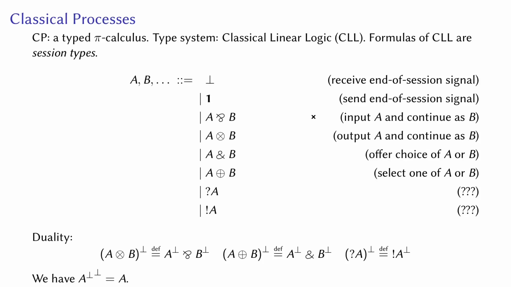First, let's look at Wadler's Classical Processes, or CP in short, that our system is based on. It's a session-typed pi calculus. The types are formulas in CLL, and programs correspond to proofs in CLL, just as one would expect. We have the multiplicative fragment, including sending and receiving end-of-session signals, sending and receiving channels along channels. We also have the additive fragment, including making and accepting choices. We also have the exponential fragment, including the question mark and the bang, which we will dive into later. Duality is defined for session types, and dual sessions can talk to each other, and duality is an involution.